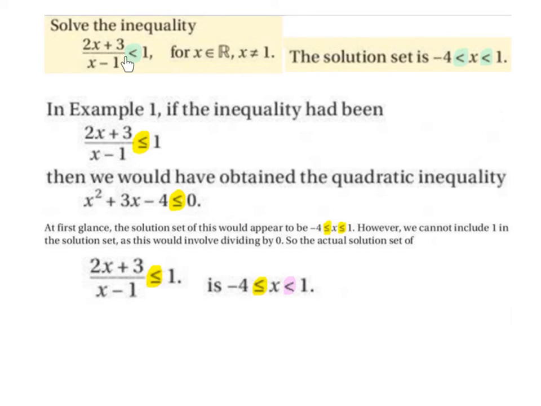So since we had x - 1 as the denominator, if we had included 1 as x, it would have been 1 - 1, which would have been 0, which we cannot do. We cannot divide anything by 0. So therefore, x must be greater than or equal to -4, but less than 1. 1 cannot be included in our solution set.